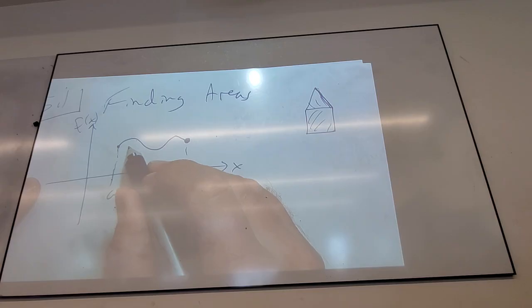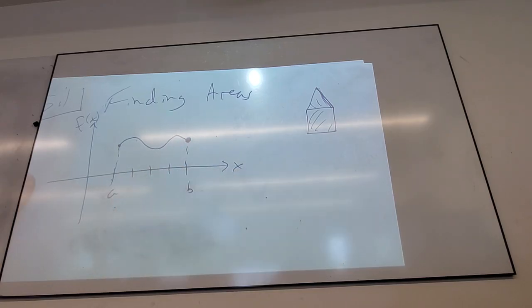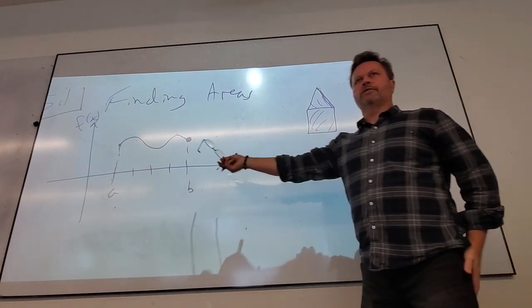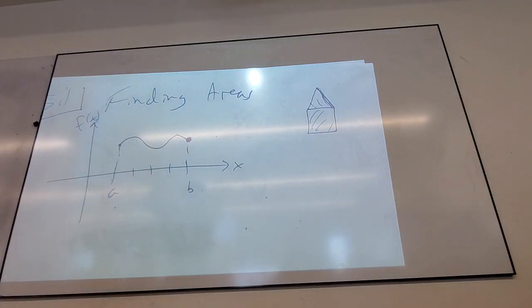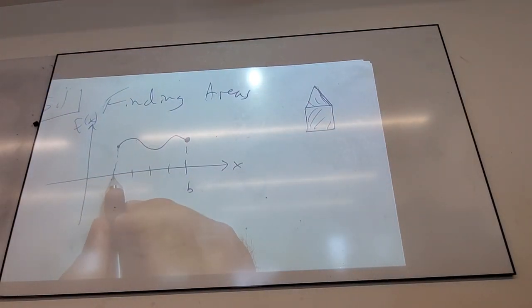So if I break this interval up into several sub-intervals, let's say I'm going to break that interval up into 4 sub-intervals. Don't freak out about the word sub-interval. They're just little pieces of the interval. Is everybody with me so far? Not much has happened. Okay. This would act as the base of each rectangle.